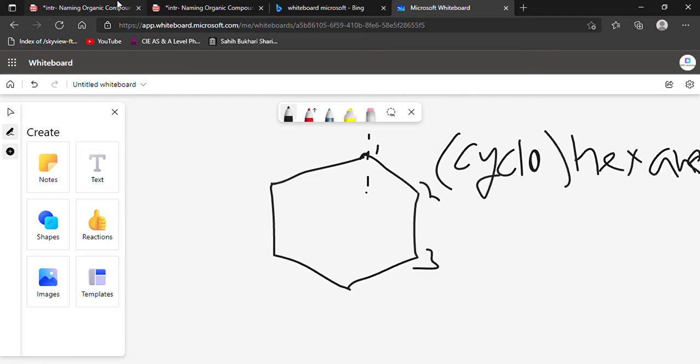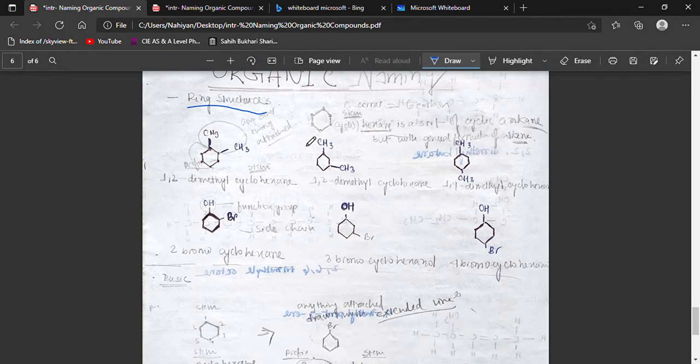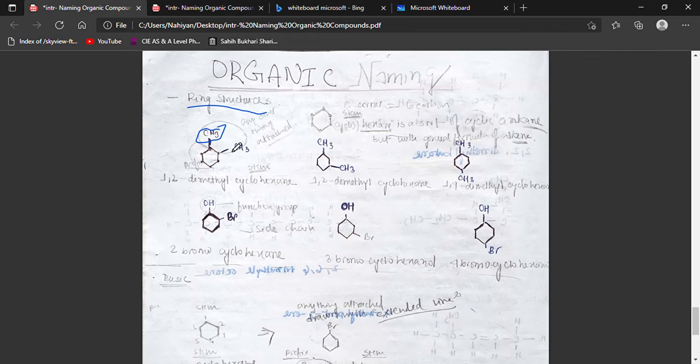So if we look at the other structures, we see that at the first carbon we have one alkyl group, CH3, attached, and at the second carbon we have another alkyl group. First of all, our task is to count the carbon numbers. So we know it's 1 2 3 4 5 6. It's a hexane, and it's a ring molecule, so that's a cyclohexane.